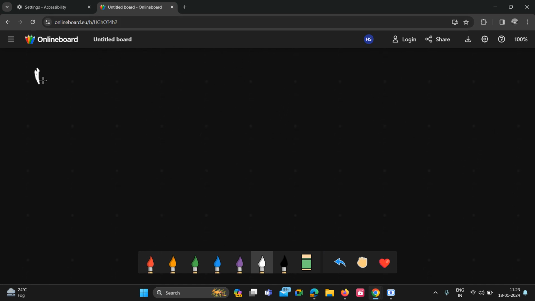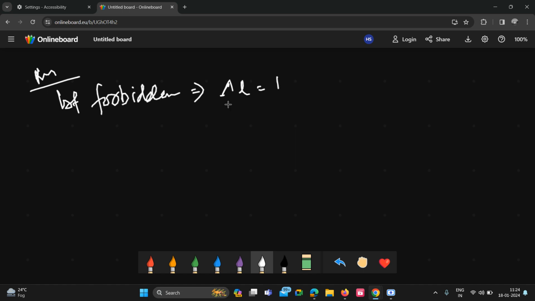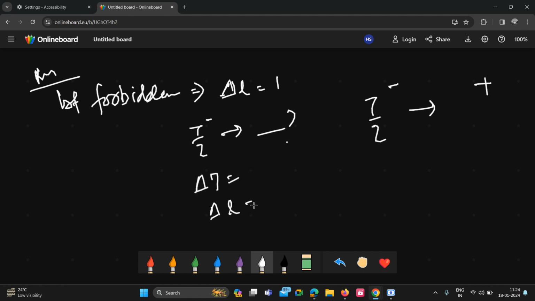See, first forbidden means what? First forbidden means first of all del L is equal to 1. Here 7 by 2 minus. Forbidden means it will change. First of all, 7 by 2 minus will become something plus, isn't it? Because it's forbidden, so parity will change. Now del J, we don't know. Del L is 1. Del S should be what? Always 0 and 1. Del S should be 0 and 1.